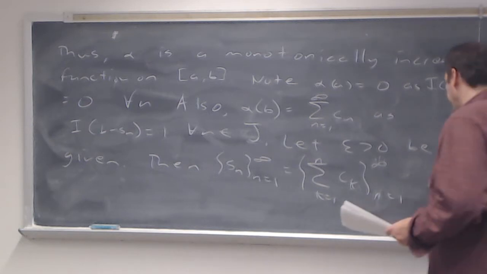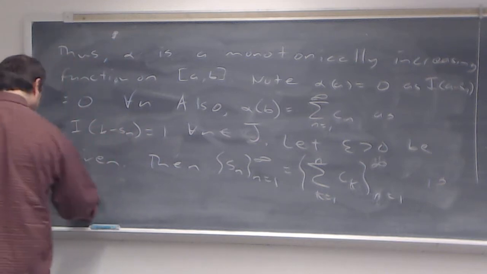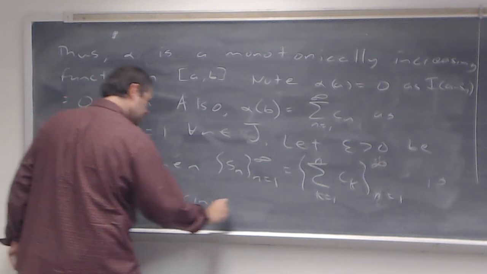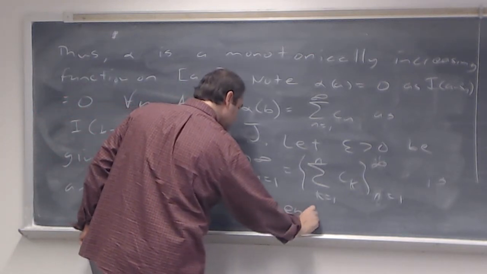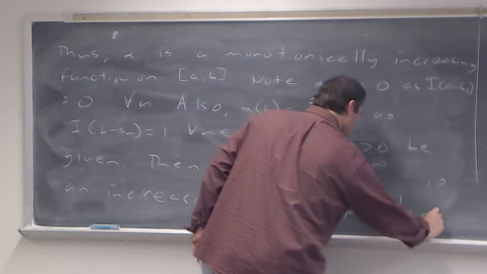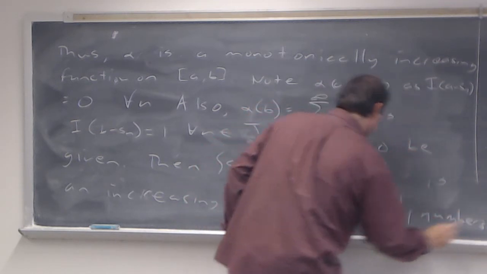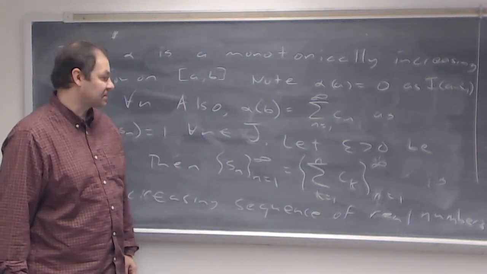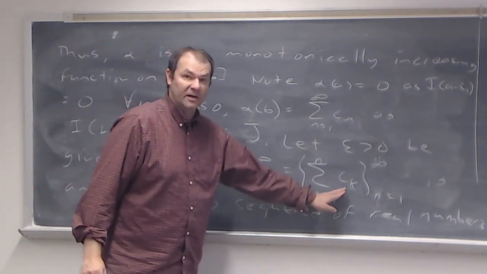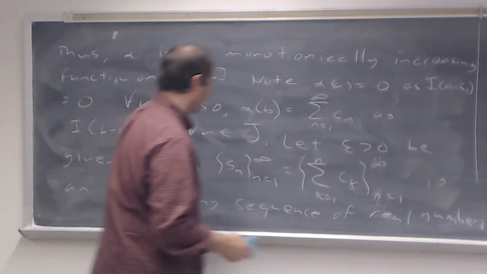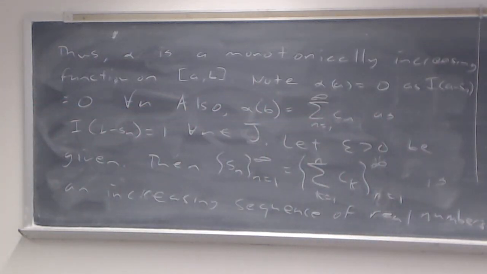This is an increasing sequence of real numbers. The reason it's increasing is you're summing up more and more positive numbers as n gets bigger. Well, non-negative numbers, as c sub k is greater than or equal to 0. So this sequence of partial sums is a monotonic sequence.